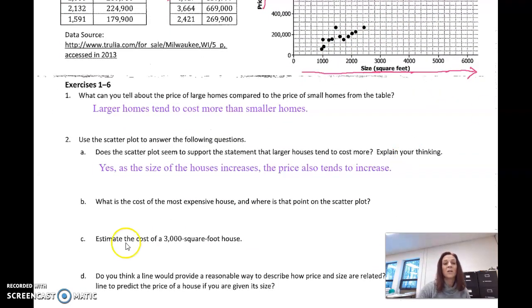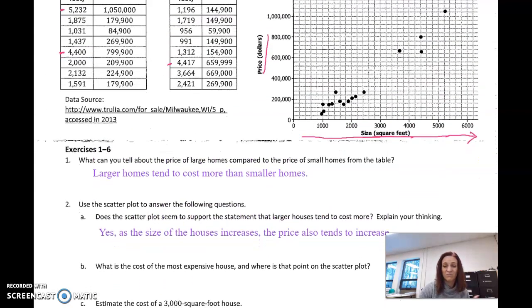Okay, so what is the cost of the most expensive house, and where is that point on the scatter plot? Well, it's easier to get the exact cost on the table, okay? Because now this is the downside to the graph, we can see that it's over 5,200 and it's right around $1 million, but we don't have this exact information like we do here. So what is the cost of the most expensive home? Well, it is $1,050,000.